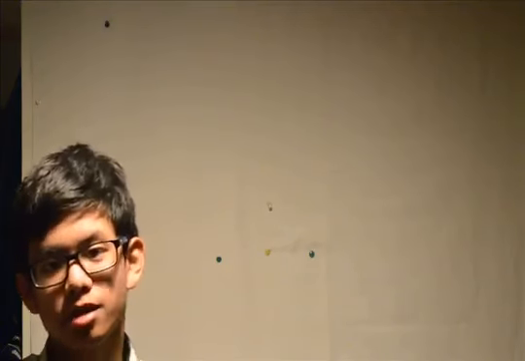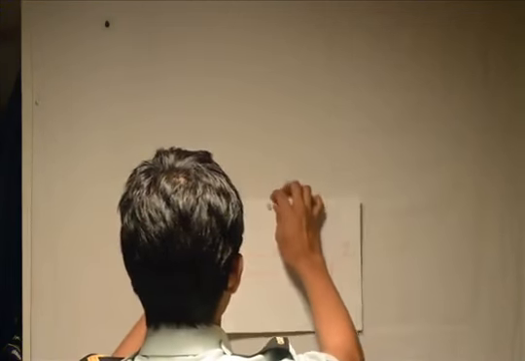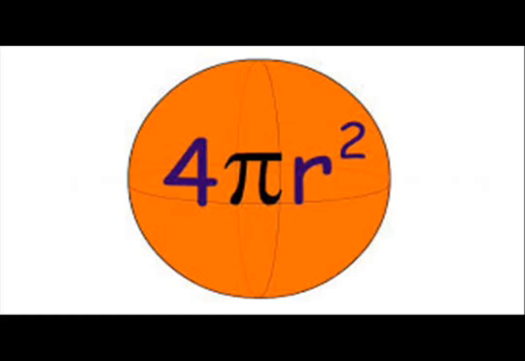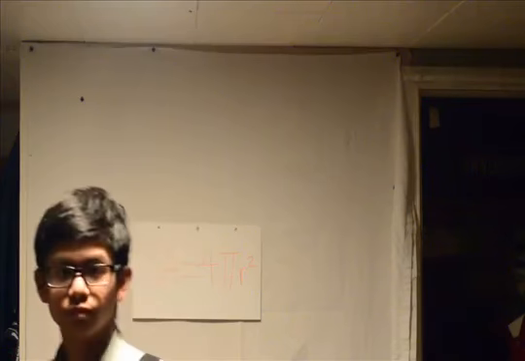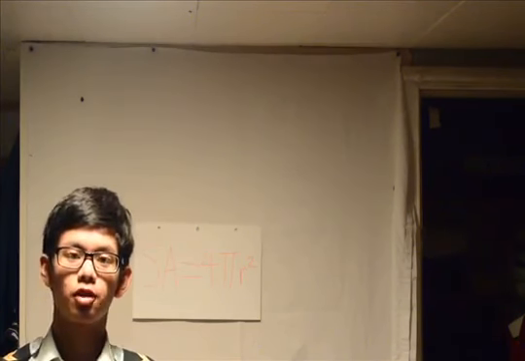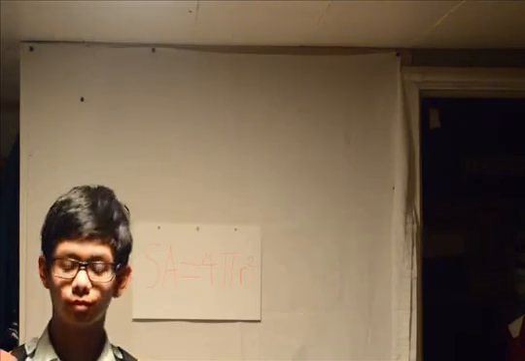Now, every shape has a different formula in order to calculate the surface area and volume. This formula for a sphere would be the surface area equals 4 pi r squared, which would be 4 times pi times the square of the radius. So for this demonstration, I will use this ball.